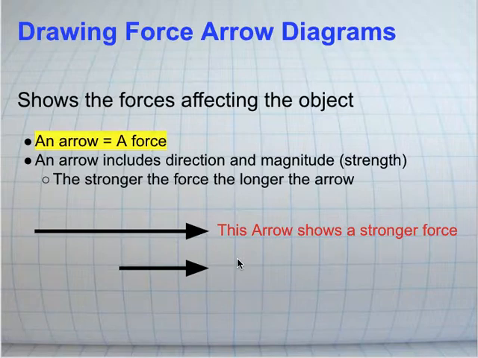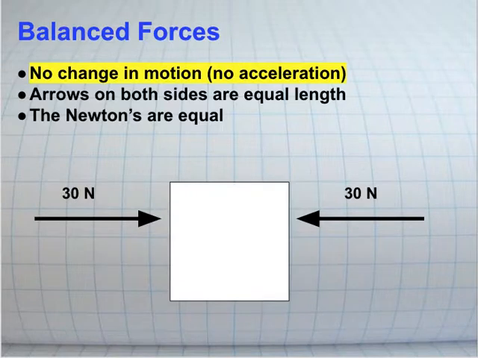Okay, so that's just a brief description of how to draw arrows on a force arrow diagram. All right, so now let's get into the specifics. When we start talking about drawing force arrow diagrams, what we want to really start focusing on is, are the forces balanced or unbalanced in each situation? And understanding that if something is balanced or unbalanced dictates what kind of motion it is having.